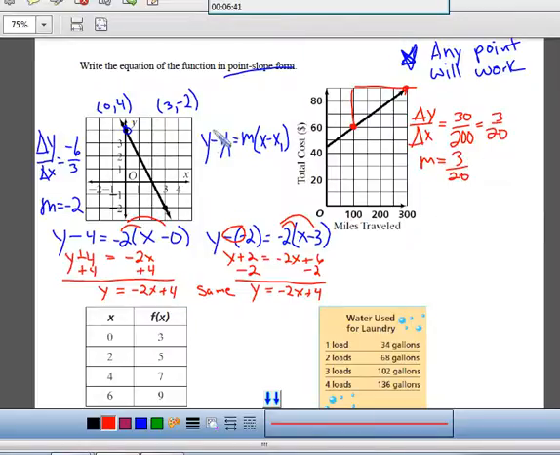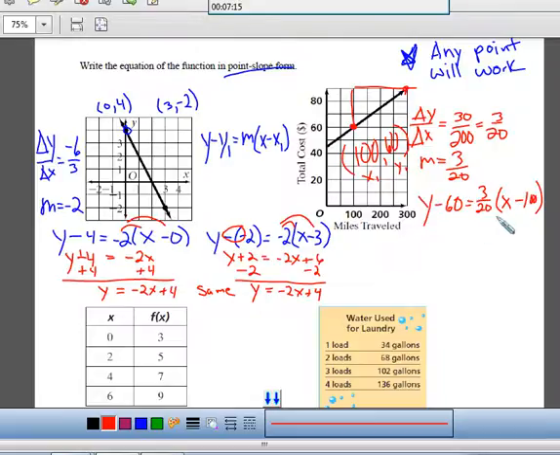Alright, so my equation, y minus y1. So I need a point. Let's use this point here. It is the point 100, comma, 60. So my x1 is 100 and my y1 is 60. So y minus 60 equals 3 over 20 times x minus, my x value is 100. Pretty simple, right? You can leave it like that.